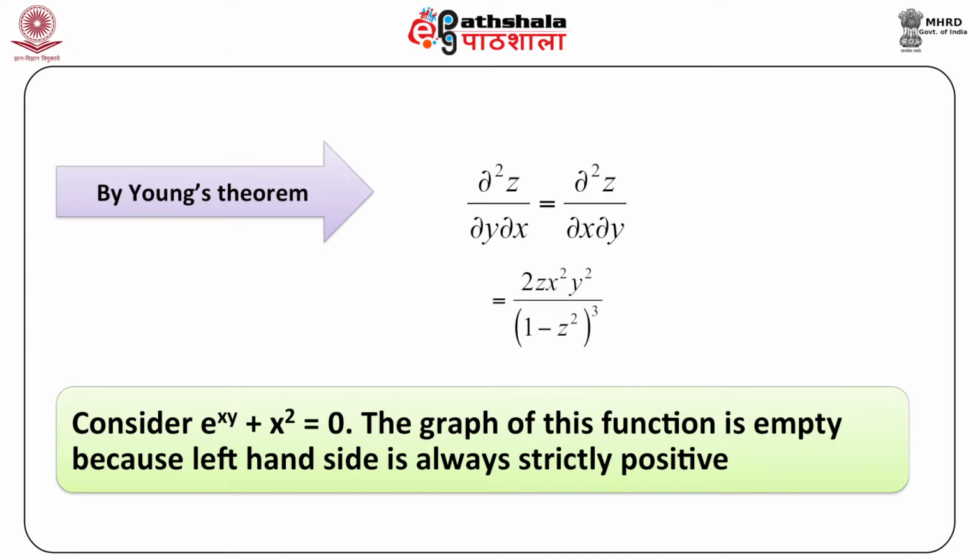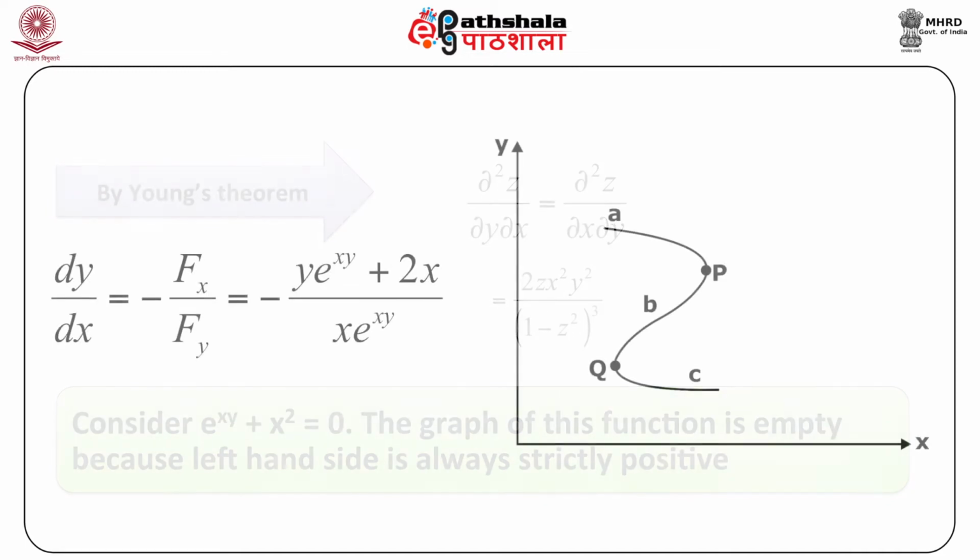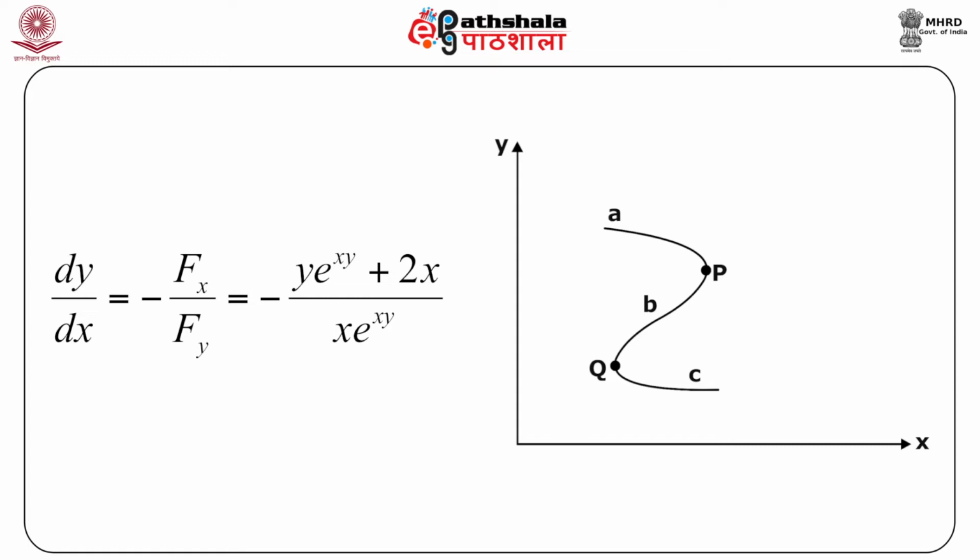Considering e raised to the power of xy plus x squared is equal to 0, the graph of this function is empty because the left hand side is always strictly positive. dy by dx is equal to minus fx by fy, which is equal to minus (y e raised to the power of xy plus 2x) divided by x e raised to the power of xy. This derivative is, however, meaningless. Such cases sometimes arise in case of implicit functions and need to be interpreted carefully.